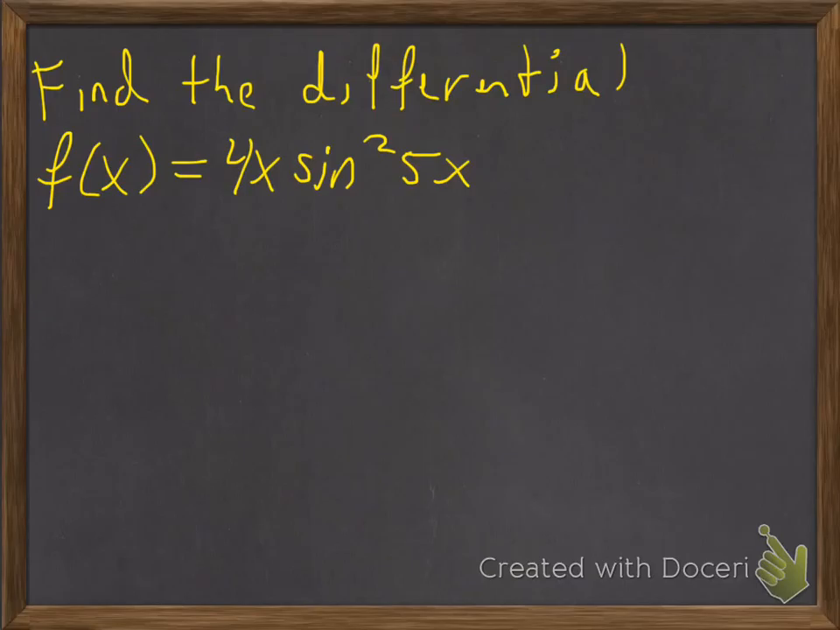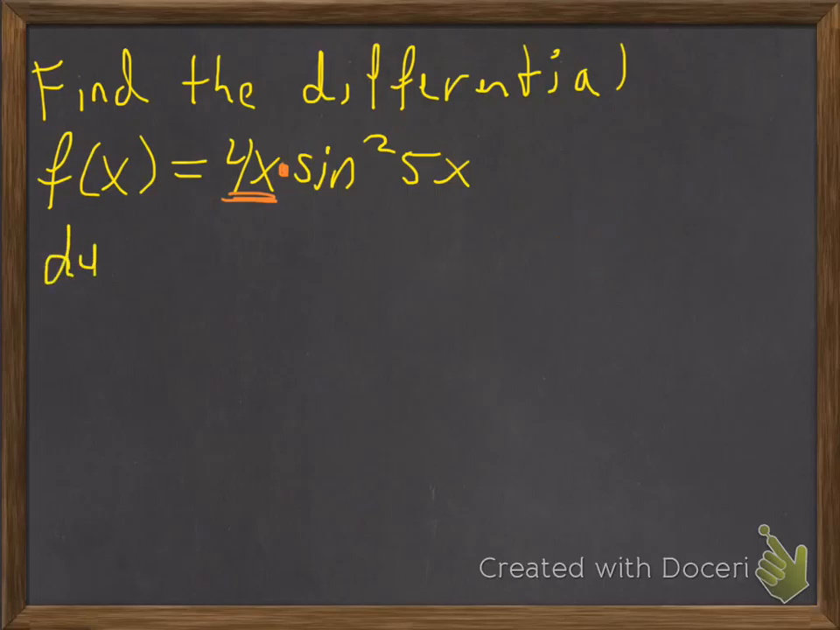So what I've got to look at is what are the functions? What do I have? I have product, I have quotient, is there composition? I have to see what I have. So first thing I notice is I have two functions: 4x and sine squared of 5x. If I have two different functions, I have to do the product rule. So A is going to be your 4x, B is going to be the sine squared of 5x. So we have to use the product rule.